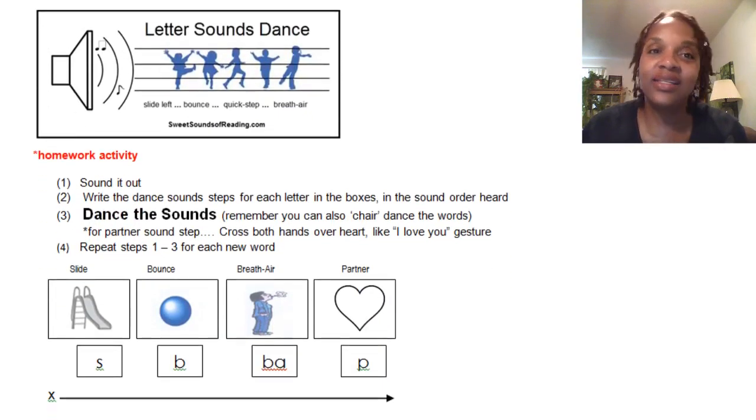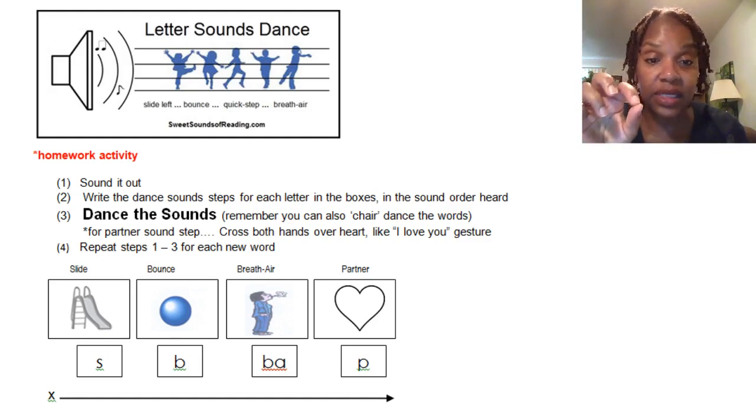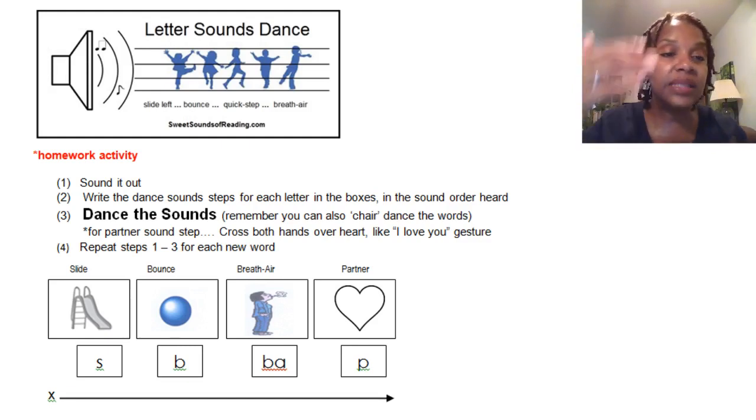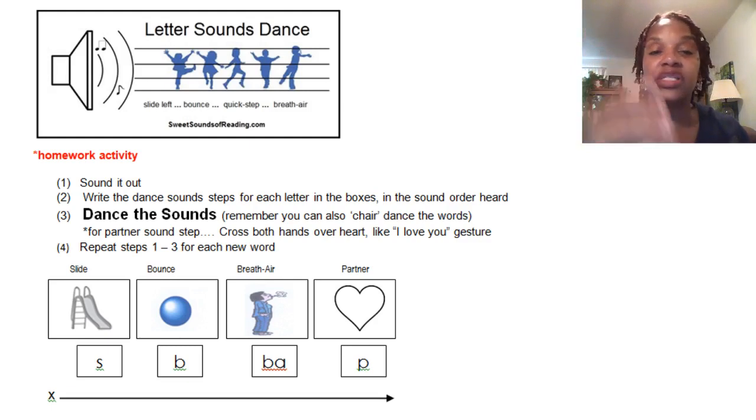Now we're going to dance it out. We're going to boogie down, right? So we're going to dance the letter sounds. Step number 1, you're going to sound out the word. Step number 2, you're going to write the dance steps for each letter in the boxes, of course, in the sounds that you hear, right? And then you're going to dance it out. And then you're just going to repeat steps 1 through 3 for each sound, right?